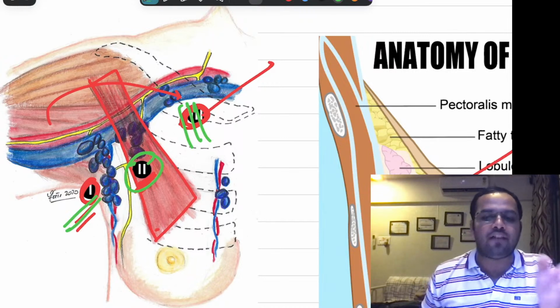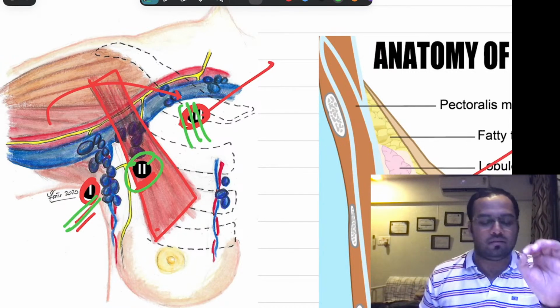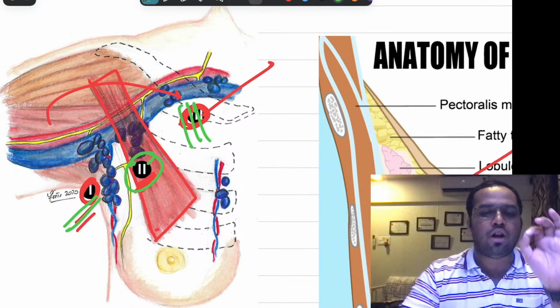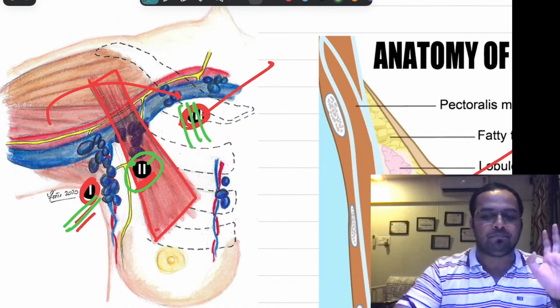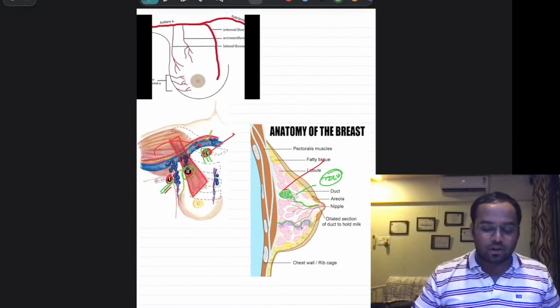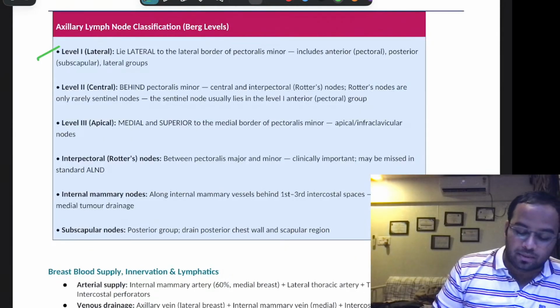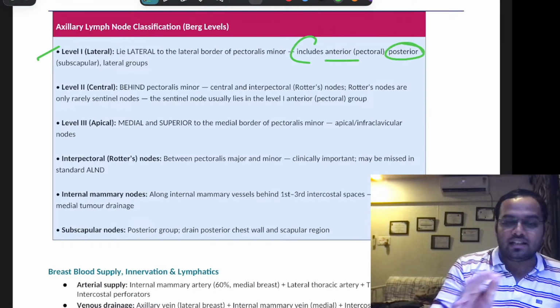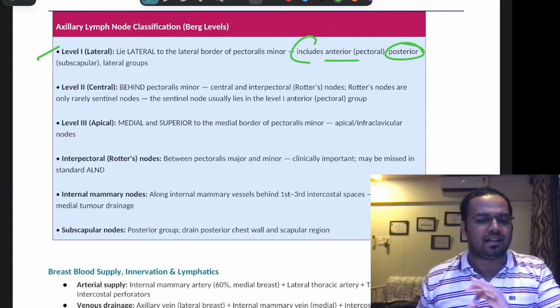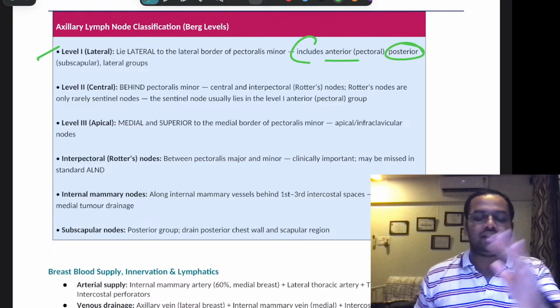So remove level 1, level 2, don't cut the pectoralis minor muscle, and preserve level 3 in order to prevent the morbidities associated with the arm. Very much important for you to know. This is going to be level 1, which includes the anterior and posterior groups. So it is important if you are answering in a viva, you should just know which lymph nodes lie where.